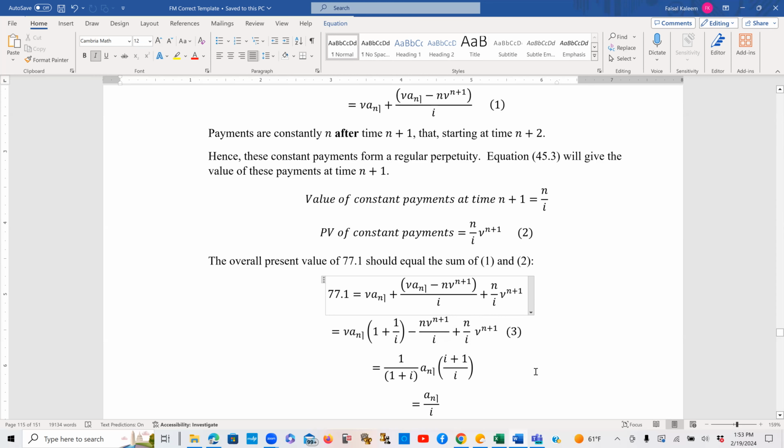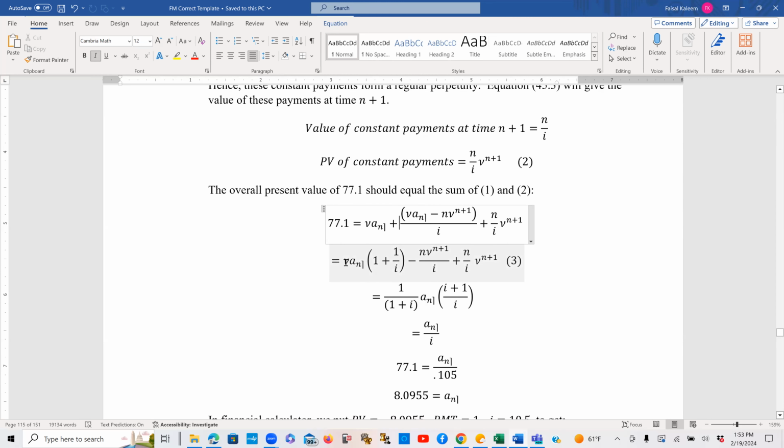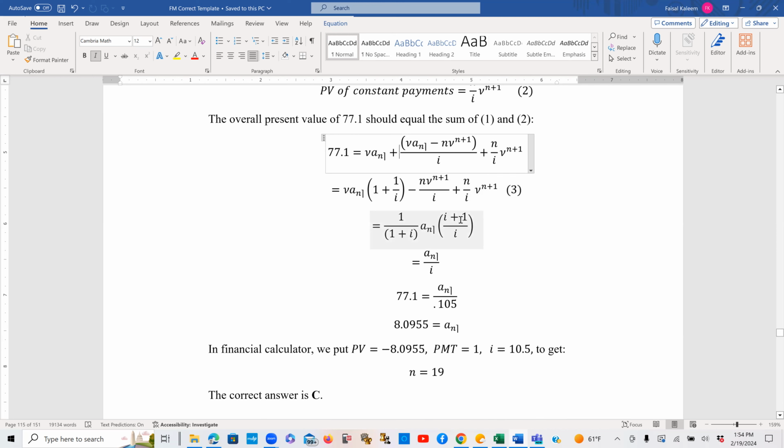So these two cancel out. And then over here, the nu is 1 over 1 plus i, a_n is just a_n, and then this one we make a common denominator. It simplifies to (i plus 1) over i. And these two, like we said, have canceled out. And now this i plus 1 is the same as this 1 plus i, so they cancel out and leave us with a_n over i. And now the left-hand side was 77.1. So 77.1 is equal to a_n over i, where i was 10.5%, so 0.105. And so multiply both sides by 0.105 and it comes out to be this.